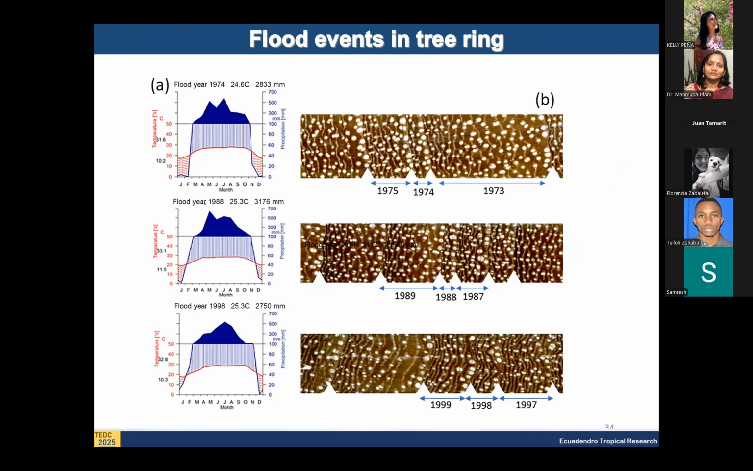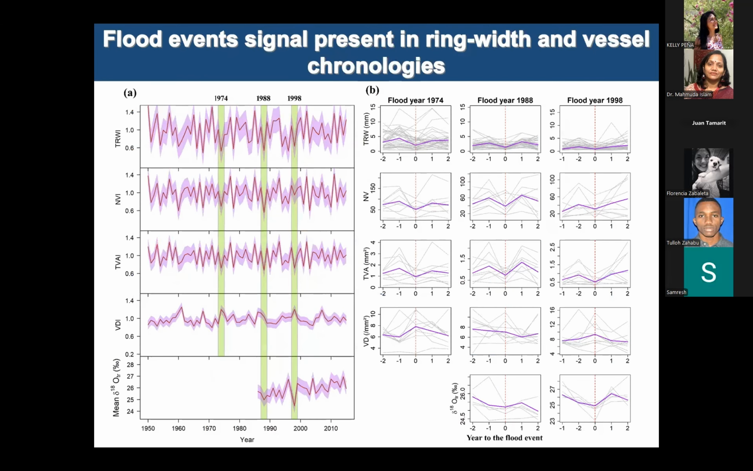In these three flood years, we found the smallest ring width, and also vessel density is higher while diameter is small. These three flood events even match with our oxygen isotope results. That means oxygen isotope is also low in that case. Mean vessel area is low, vessel density is high, but total vessel area is low in these three flood events.